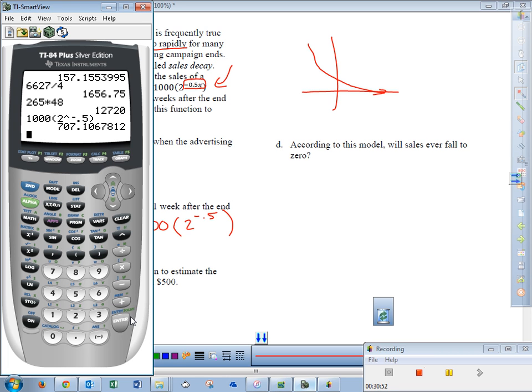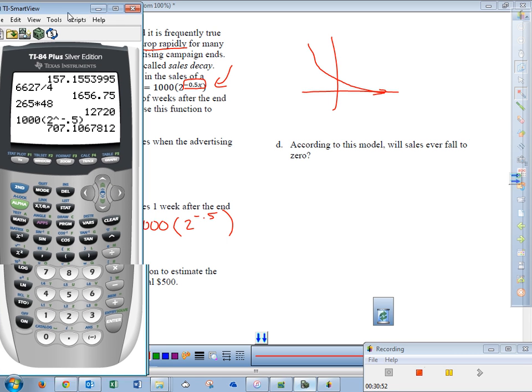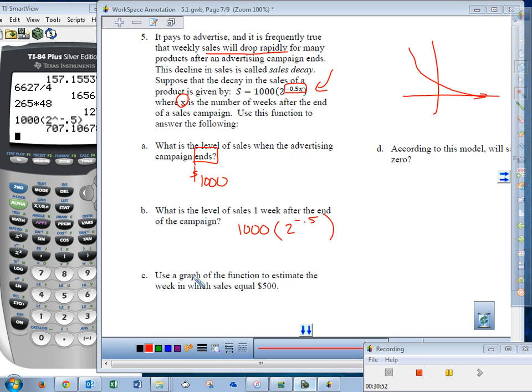So how much money are they making 1 week later after they stop putting their commercials on the air? It's money, so how many decimal places? 2 decimal places. So $707.10 or 11 cents? 11 cents. Use a graph of the function to estimate which week the sales will be 500.